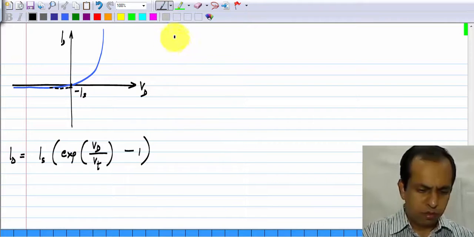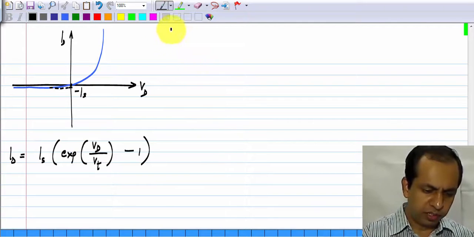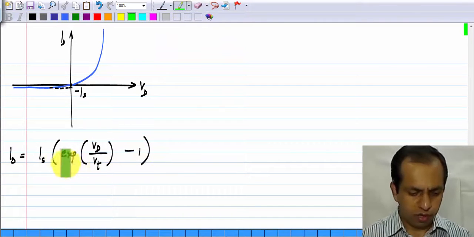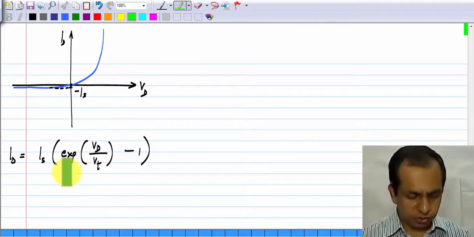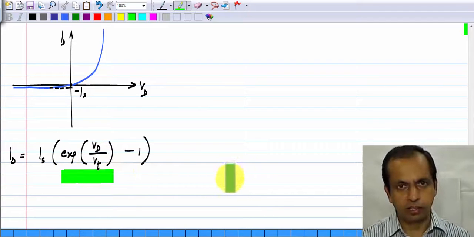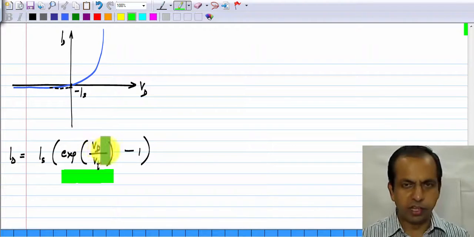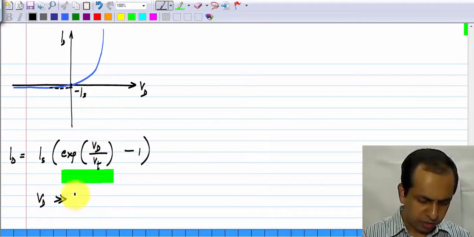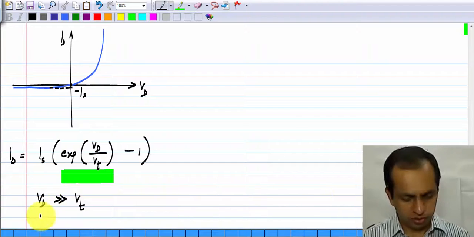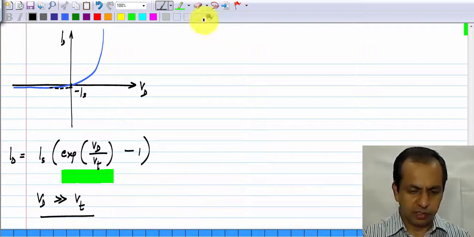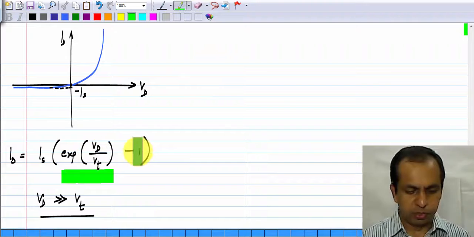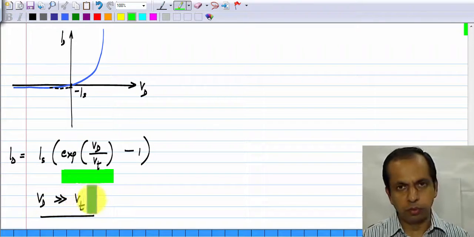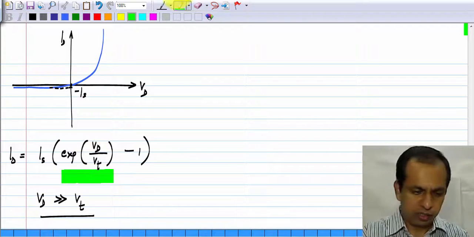One of the first things to do, sometimes this is very convenient, is to neglect this 1 when compared to this, and of course, this works only when this term is very large. And when is it very large? When Vd is large and positive. When I say large and positive, Vd must be much more than the thermal voltage. In this case, clearly the exponential of this is much more than 1. For a Vd of a few thermal voltages, this turns out to be correct.